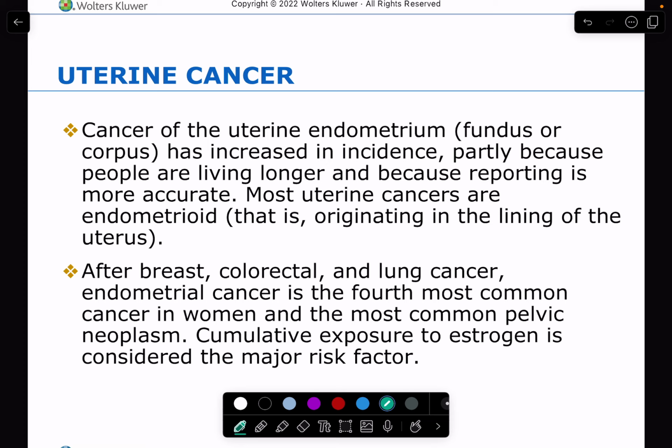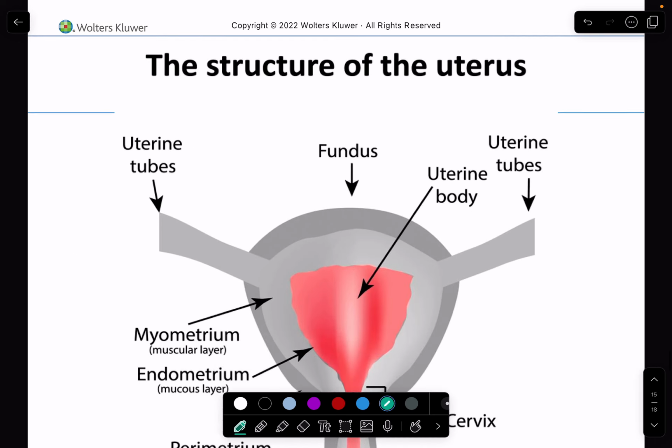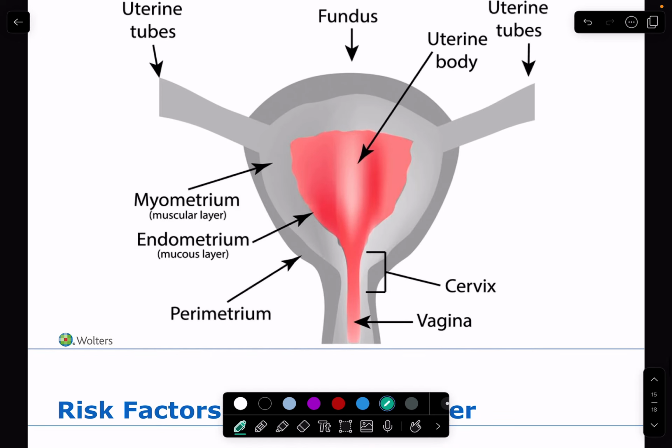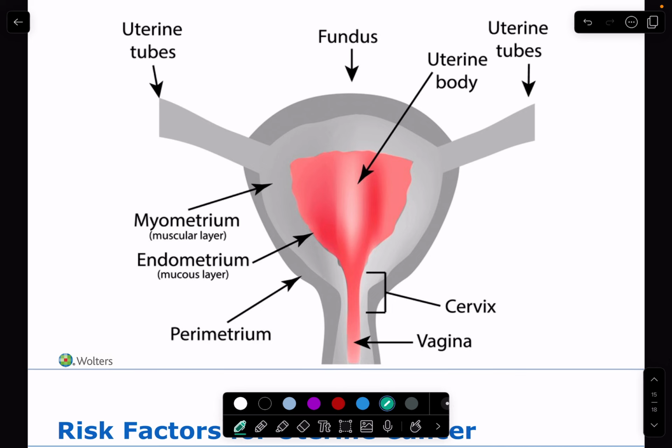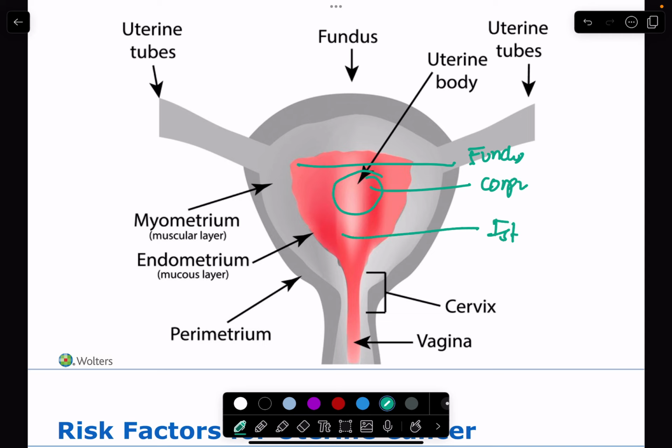And of course, ano ba ang layers ng uterus? Usually, may perimetrium dyan. This one. Ayan. No? So, this is the fundus. Yung pinaka-upper portion, this is the body. That is fundus. This is corpus, isthmus, yung narrowing, and this is the cervical area.